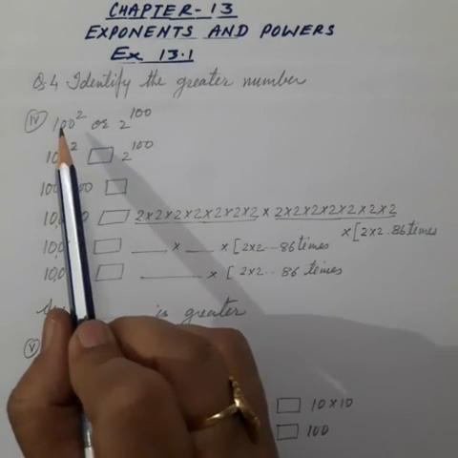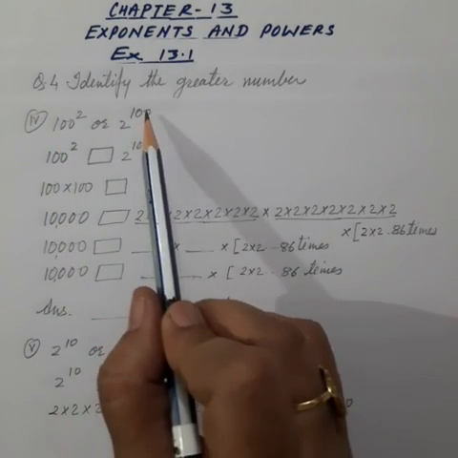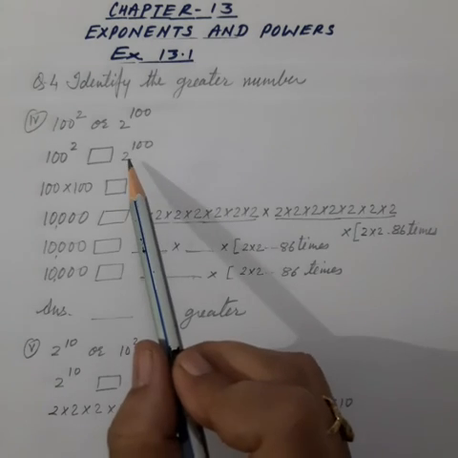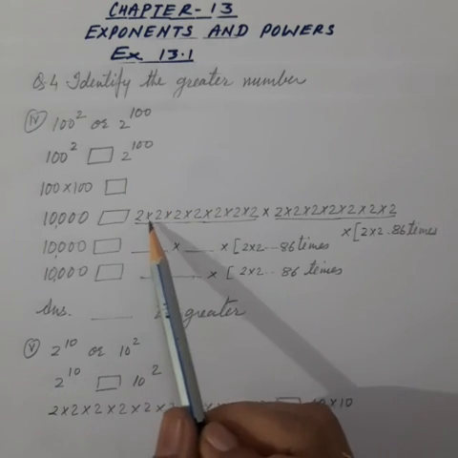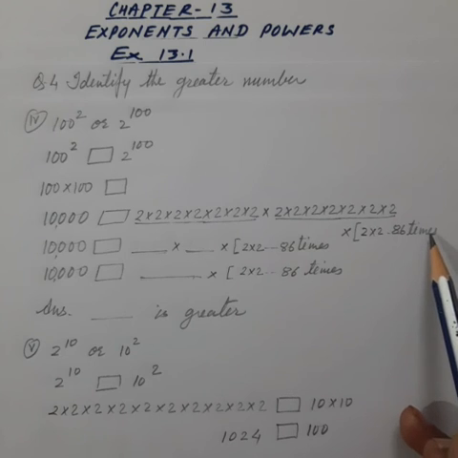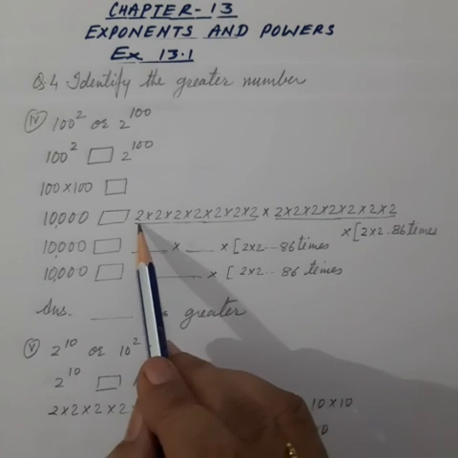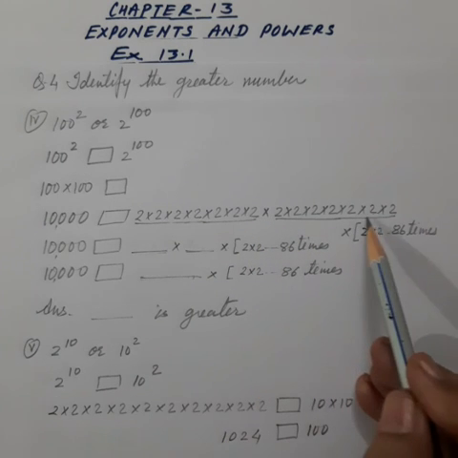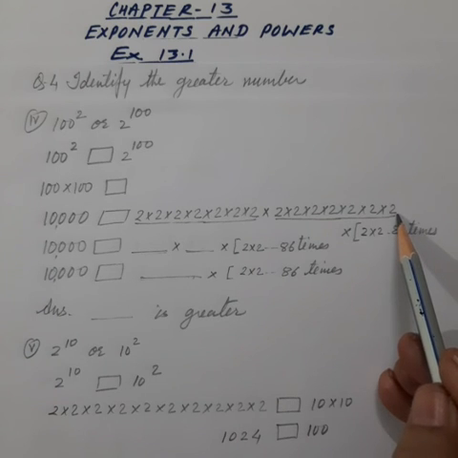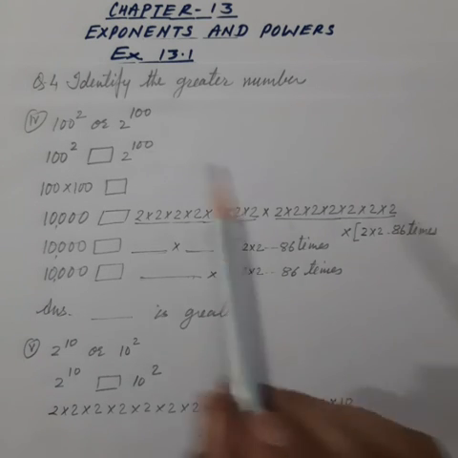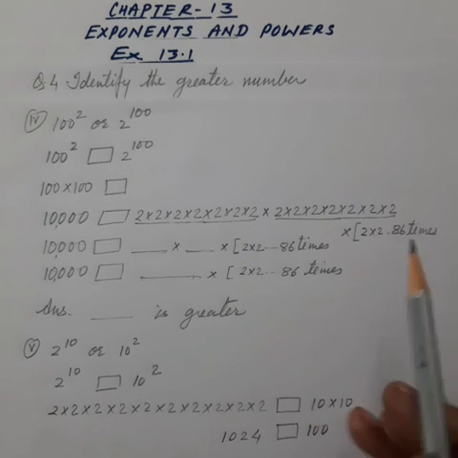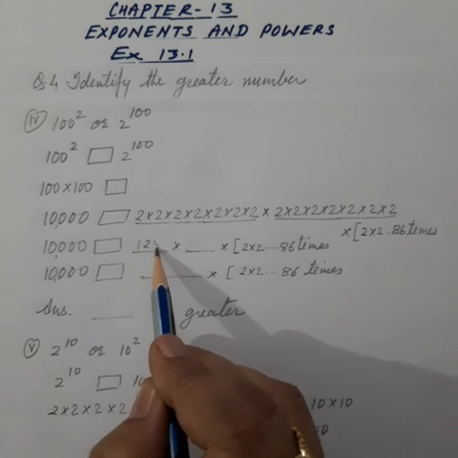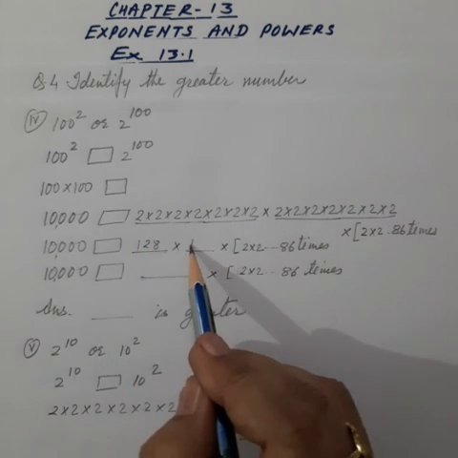Fourth, which is greater? 100 square or 2 raised to the power 100. 100 square means 100 into 100. We get value 10,000. And 2 raised to the power 100 means 2 is repeatedly multiplied by itself 100 times. So we'll split it. First, this 2 is repeatedly multiplied by itself 7 times. And again 2 repeatedly multiplied by itself 7 times. And remaining 86. 100 minus 7 minus 7, 86. The value of this 2 repeatedly multiplied by itself 7 times we get 128. And value of this also we get 128.